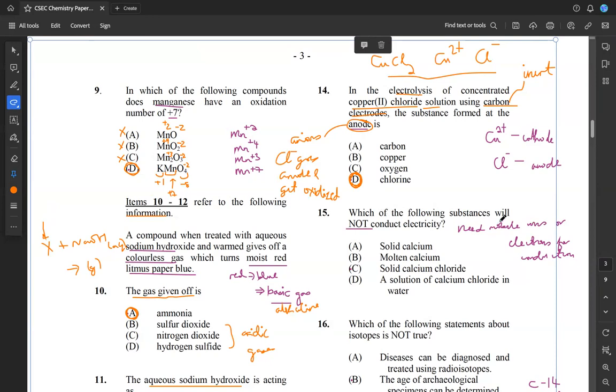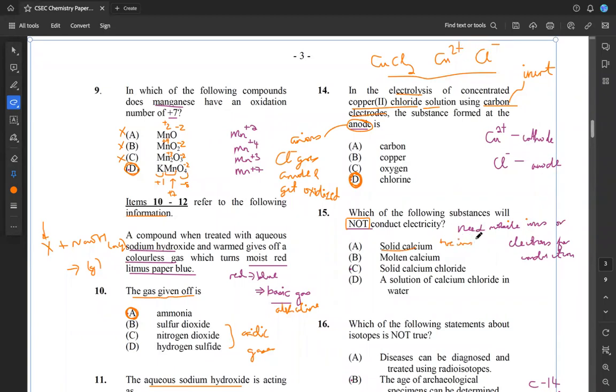15 says, which of the following substances will not conduct electricity? It's a non-conductor. Before we even look at our answers, we ask, what do we need for conduction? We need either mobile ions or electrons, so ions that can move or electrons that can move. So we're looking for things that don't have mobile electrons or ions. If we have solid calcium, we know that's a metal, and in metallic bonding we have some positive ions, right?